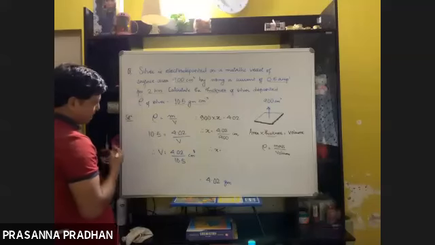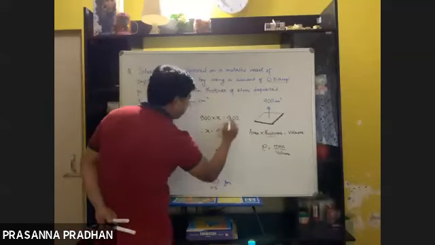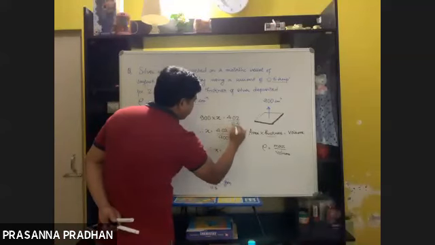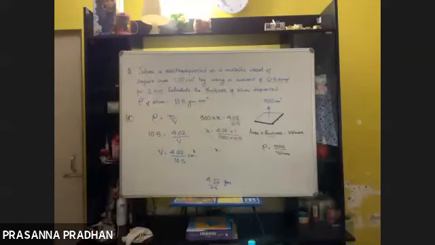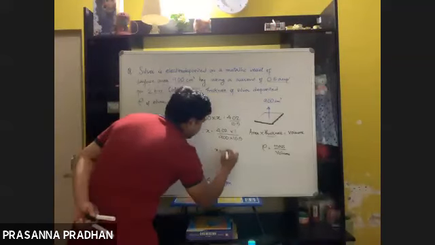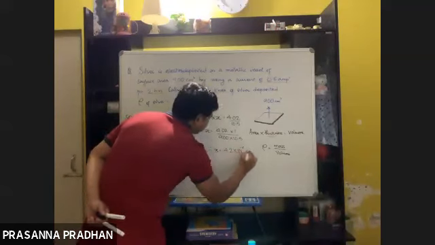The volume is 4.02 by 10.5, right? Achha, 4.02 divided by 10.5. Sorry, I missed out this 10.5. Is it okay now? Okay, so it's going to be 4.2 into 10 to the power minus 4 centimeter. So this is our answer.